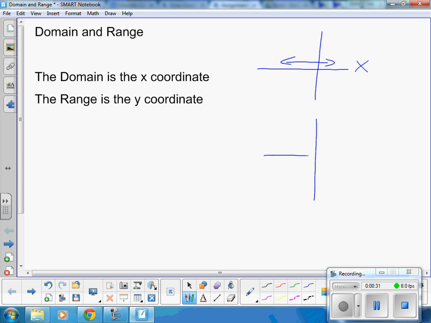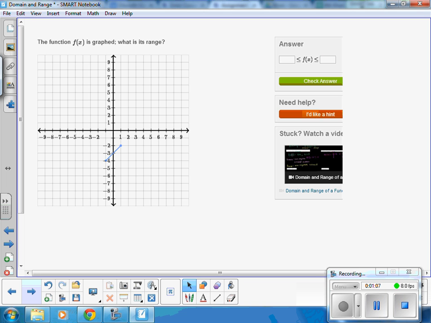The range is here. That is the number line for the range, and the range is going to tell you how much something is up and down. So the domain is also the input, and the range is our output. Okay? You need to have those memorized, and you'll see why in a little bit. But the domain is the input, that is on the x-axis, and the range is the output, and that is on the y-axis.